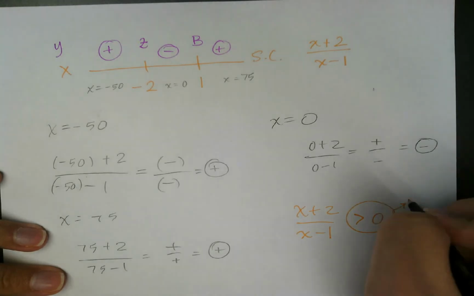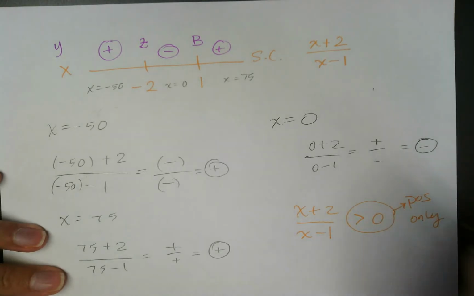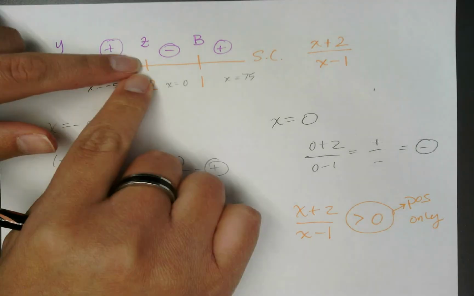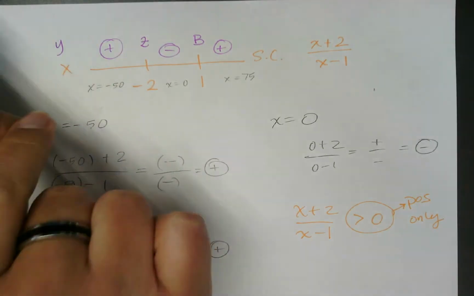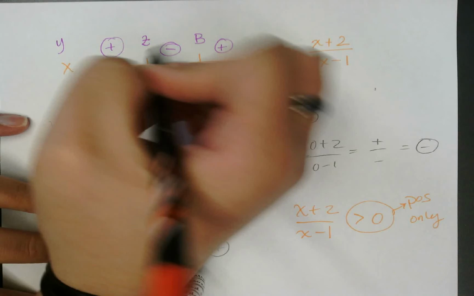Positive only. So no equal to 0. That means we don't want to count this little 0, and you never count your bad number because that makes it undefined. Okay, so this is going to be an open circle.